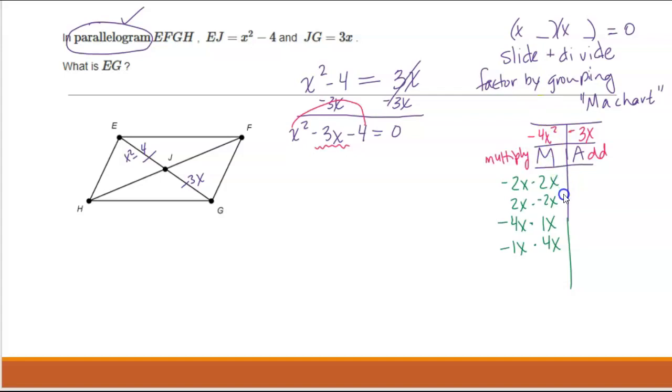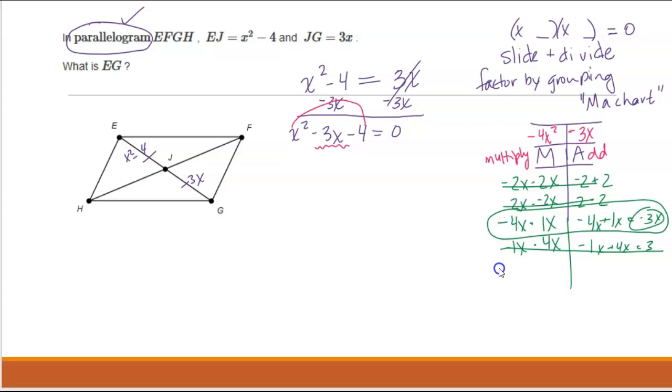So we need to look at these pairs of numbers to see which one adds to give us negative 3. Well, negative 2 plus 2, that's 0. That didn't work. 2 minus 2, that's 0. That didn't work. Ooh, negative 4 plus 1, that's negative 3. That worked. You could bring the x's over too if you want. Let's just check this. Negative 1x plus 4x gives you a positive 3. It's not that one. So we found the magic pair of numbers.